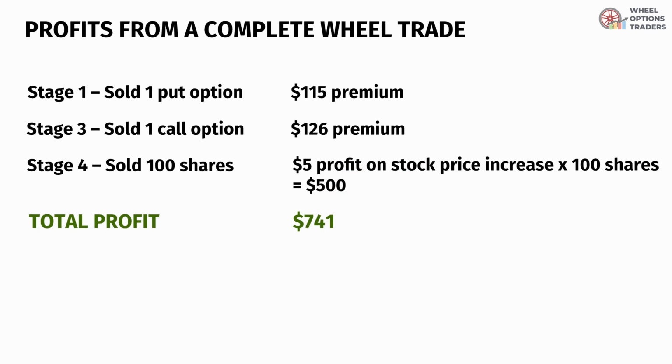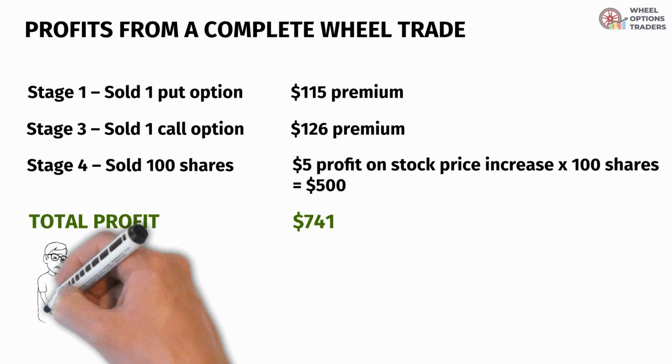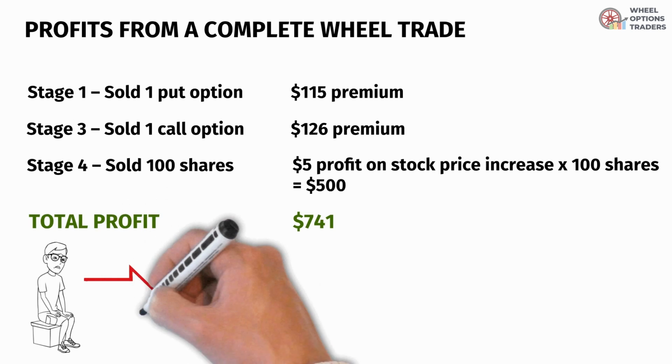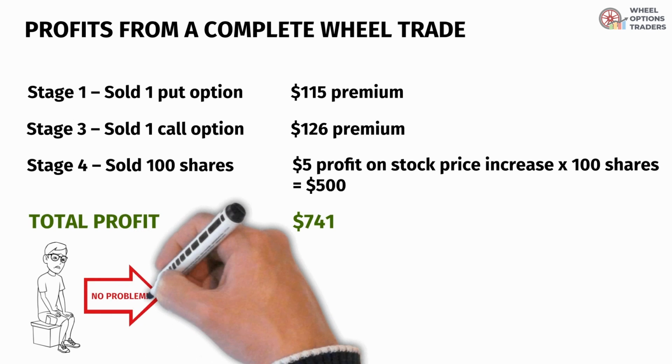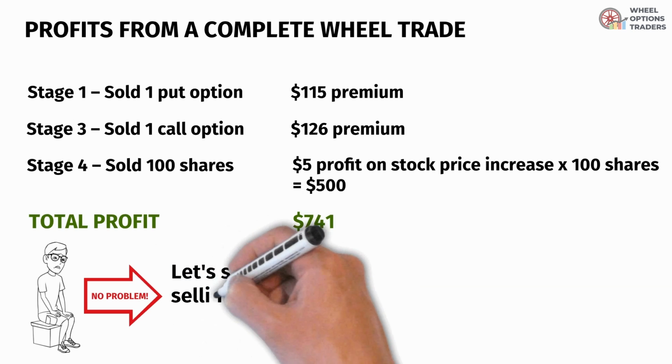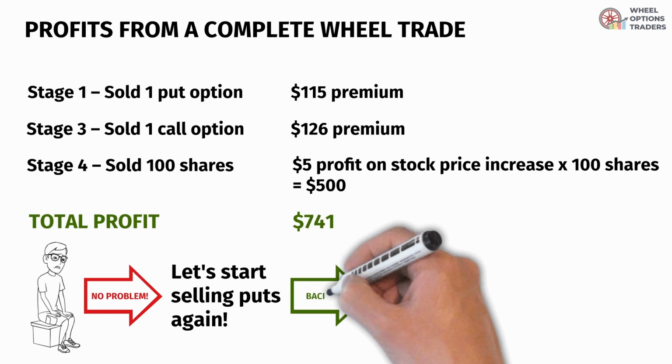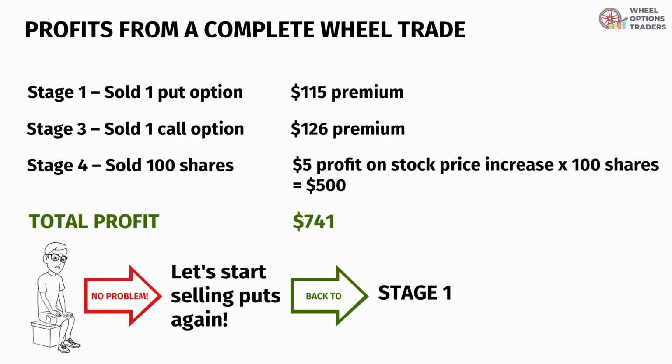Not bad at all. But maybe you're a little bit disappointed. You really enjoyed being a shareholder of Rubber Duck Company, and now you've lost all your shares. But that's no problem at all, as you can always get them back. And as we did at the beginning in step 1, you can sell puts again. We're right back at the beginning of the wheel strategy. This is where the wheel can go round and round indefinitely.